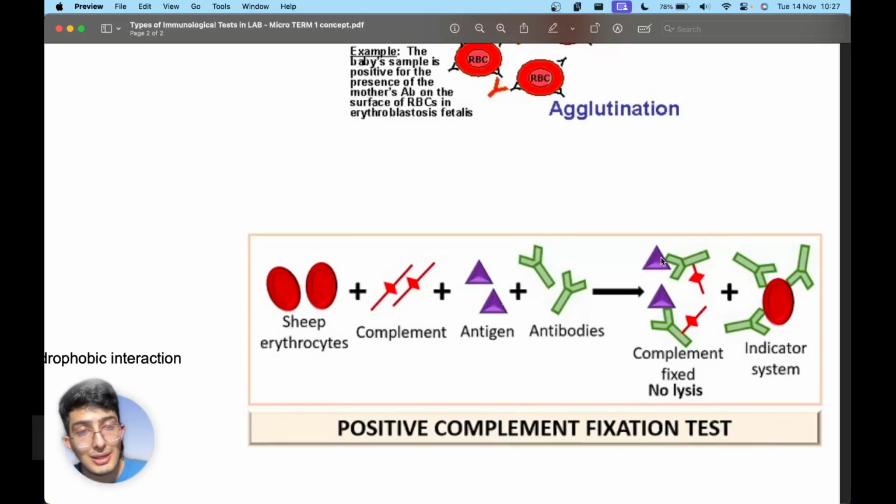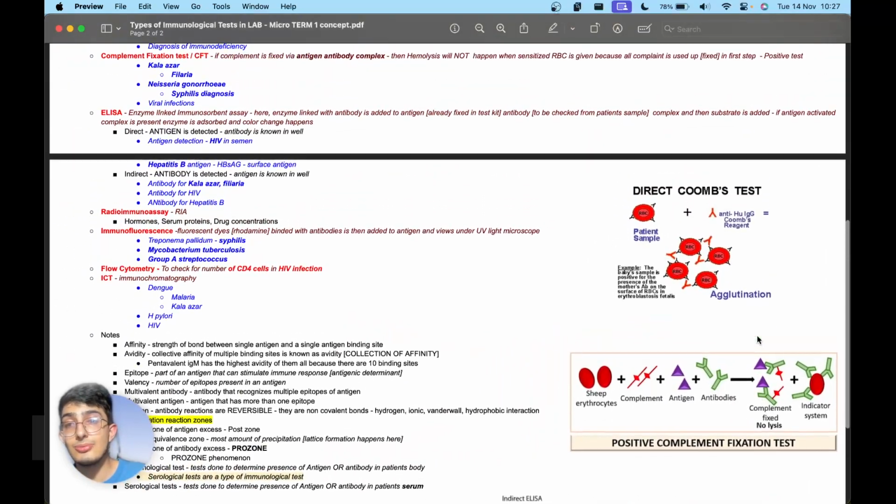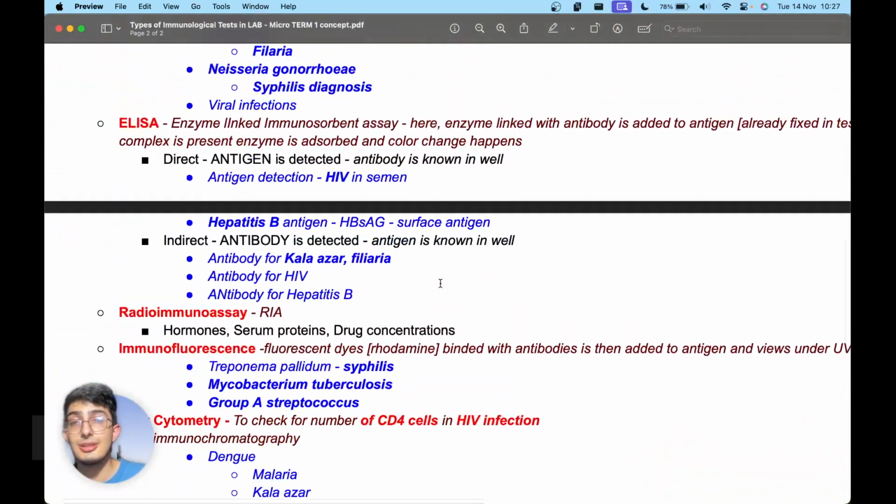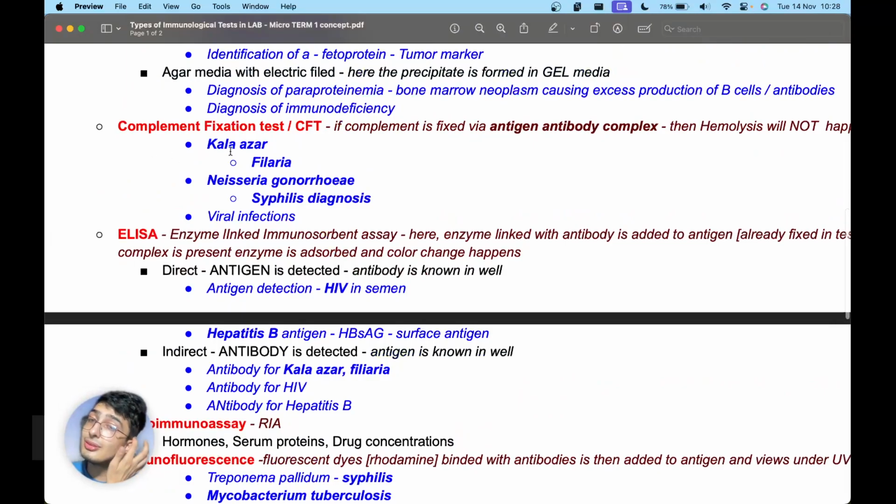If he does not make the antigen-antibody complex, the complements will not get fixed with the antigen-antibody complex. If the complements are not fixed, they are free to go and destroy the RBC. If the RBC is hemolyzed, then that is a negative result. So in a positive complement fixation test, RBC is not hemolyzed. In a negative complement fixation test, RBC is hemolyzed, right? So that is the basic concept for complement fixation test. Now we do this for these diseases, right?